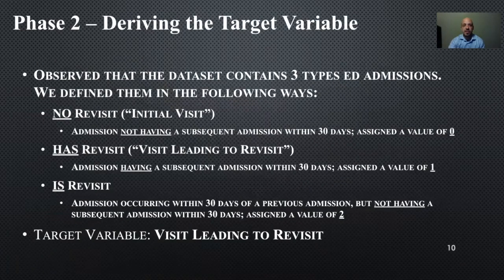In defining the target variable, we observed that there were 3 different admission types, as explained here. What we defined as our target variable was has revisit or visit leading to revisit. This is an admission having a subsequent admission within 30 days.